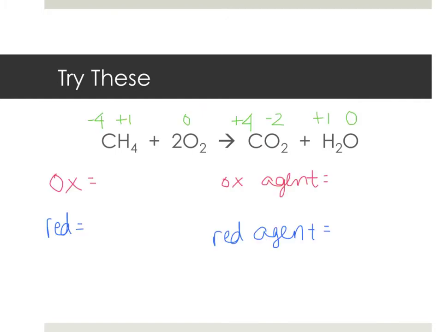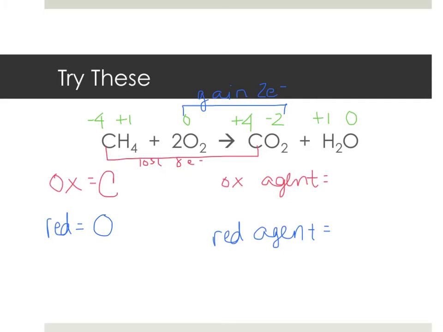Welcome back. You should have started by assigning oxidation states to every element in each compound, as I did above in green. From here, we can see that carbon went from an oxidation state of -4 to +4. Therefore, it lost 8 electrons. This means that carbon was oxidized. We can also see that oxygen went from a charge of 0 to -2, meaning it gained 2 electrons. This means that oxygen was reduced.